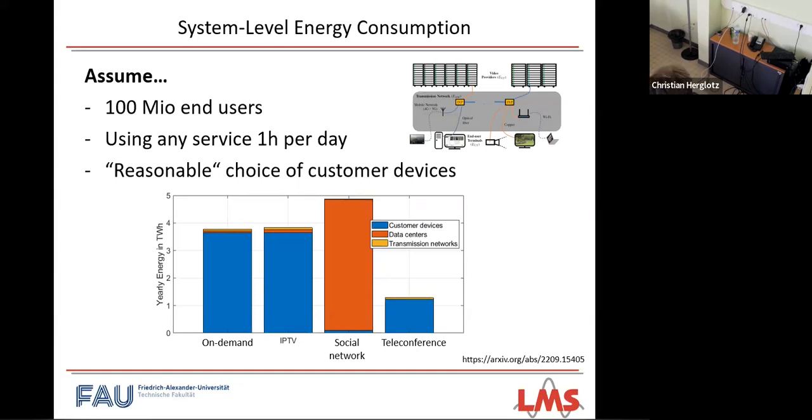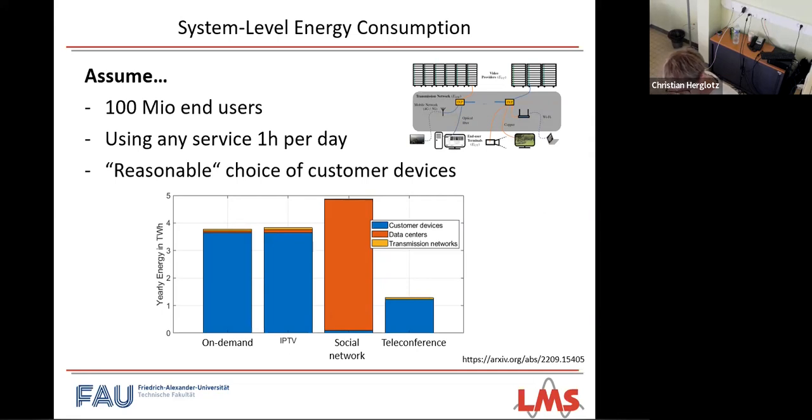They represent the power consumed by one of these three entities, let's call them, that I had at the beginning. So in blue, we have customer devices. That is you guys. We have data centers, that is Netflix, and we have transmission networks, that is, the transmission network. With all these assumptions, the vertical axis is the yearly energy consumption in terawatt hours, which is quite a common value that we often have.